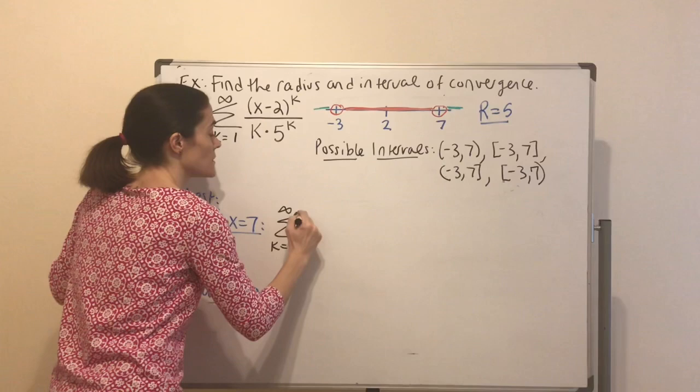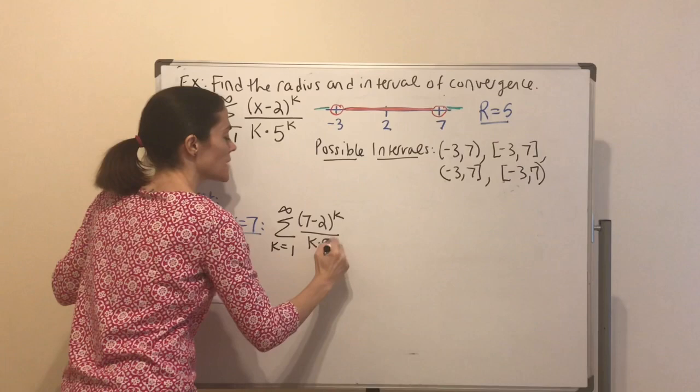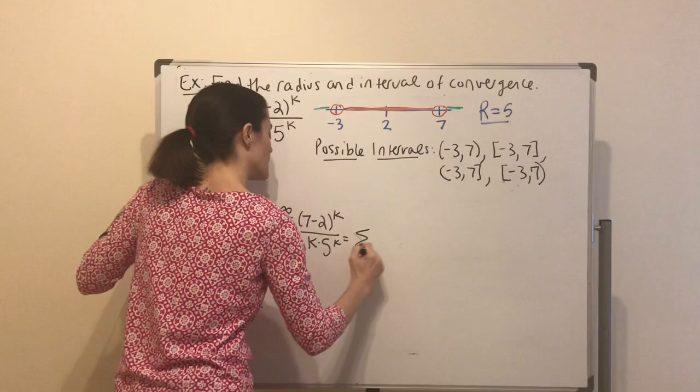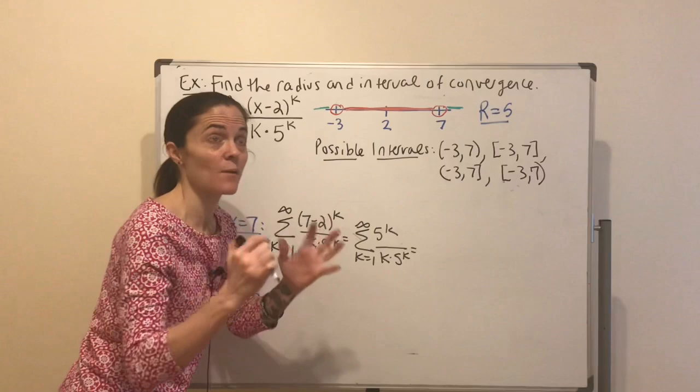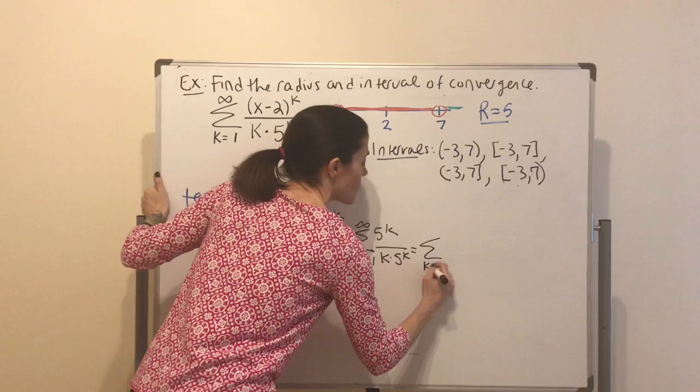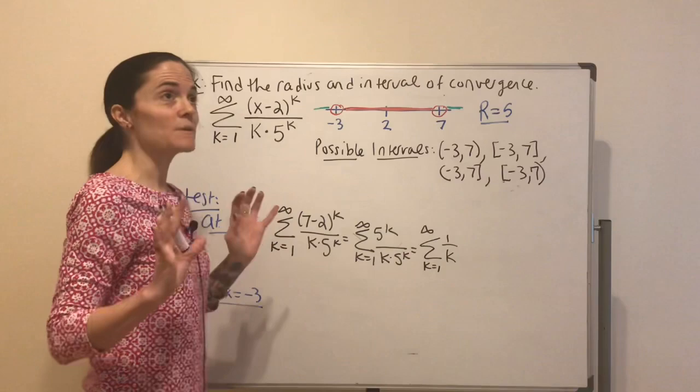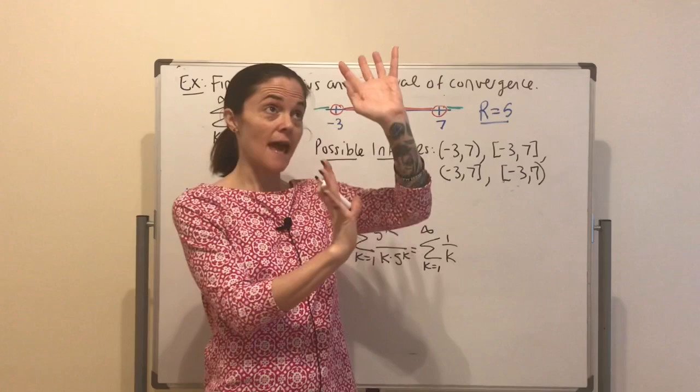We have 7 minus 2 to the k over k times 5 to the k, oops, it's a sum. This is 5 to the k over k times 5 to the k. Now you want to simplify as much as you can because we're going to have to figure out what's happening to the series. The 5 to the k's cancel and we get this. I will typically, as you will see, write the power series for both my endpoints and look at them together, then I figure out what's happening with them.